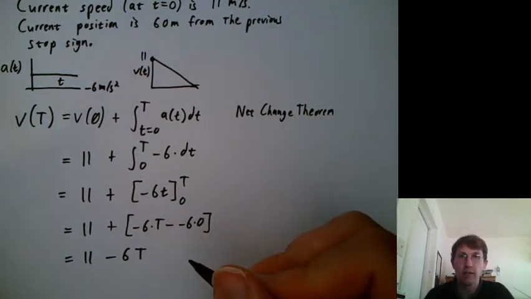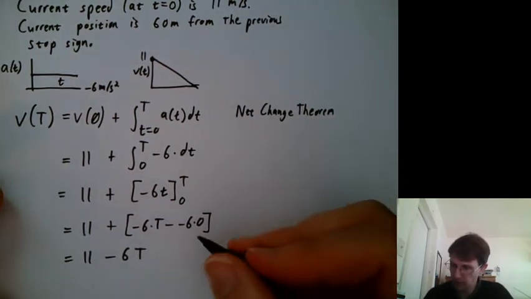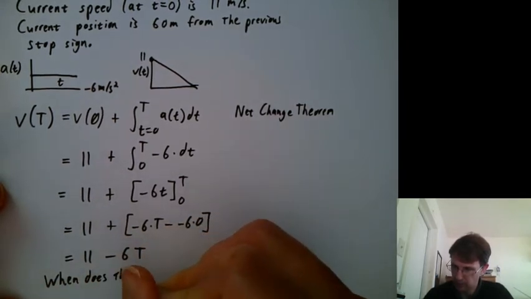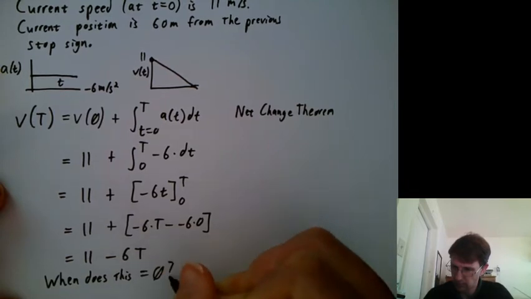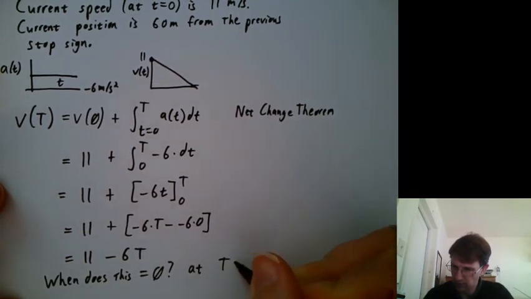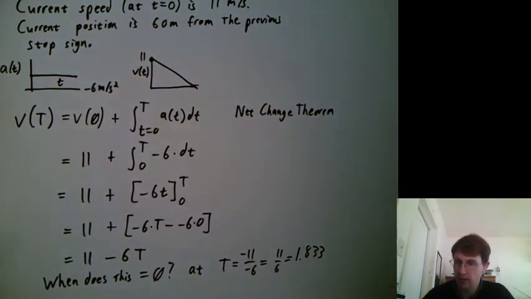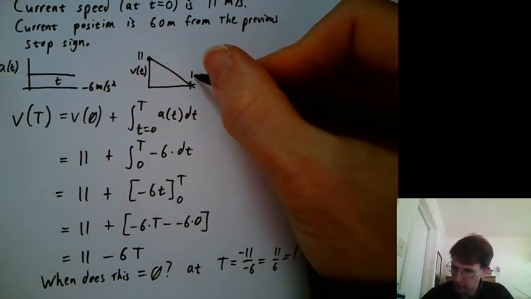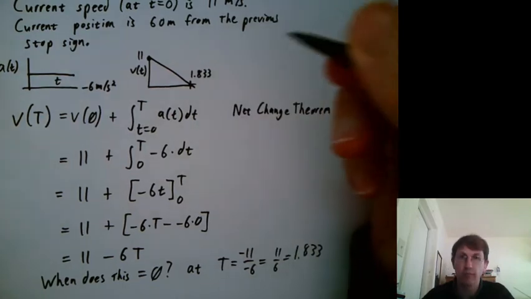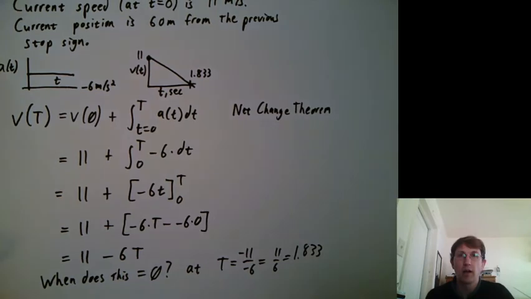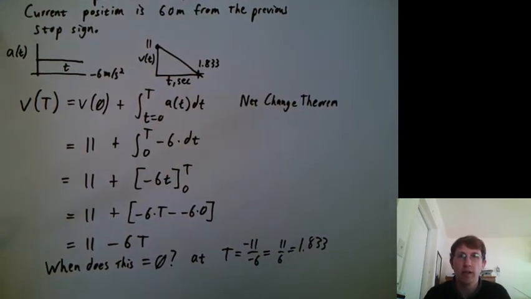We can ask, when does this hit 0? When does the car come to a stop? At capital T equals negative 11 over negative 6, or 11 over 6, or 1.833 seconds. So now we know when that time point is. All right, so that's how the velocity is behaving.